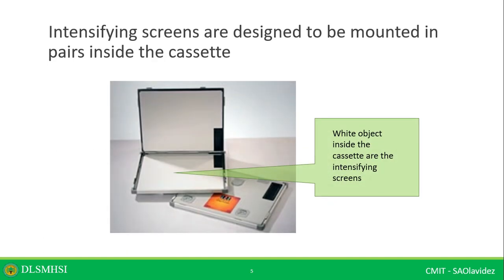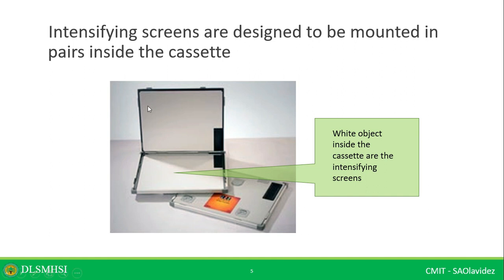So intensifying screens are designed to be mounted in pairs inside the cassette. A cassette, which is this one, is a device that holds our X-ray film. You have to remember that our X-ray film is sensitive to white light, and so we need a housing for us to be able to bring our X-ray film outside of the dark room.